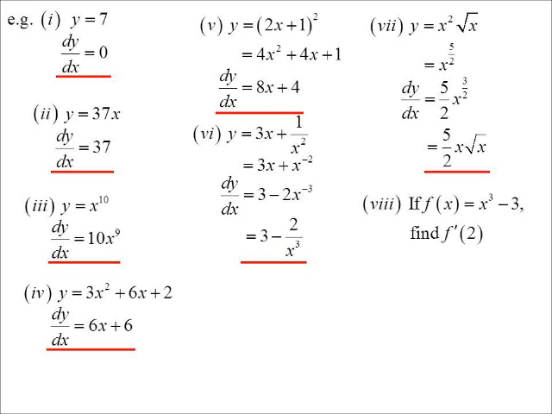All right. Be very careful that you read the question. If f(x) = x cubed minus 3, find f'(2). Very easy to misread this question and just think you're finding f(2). No. This means substitute 2 into the derivative.